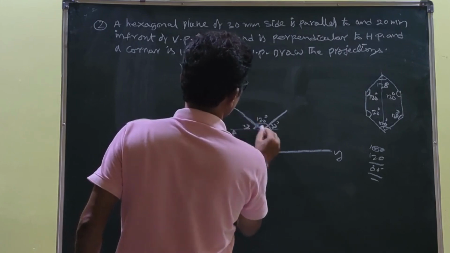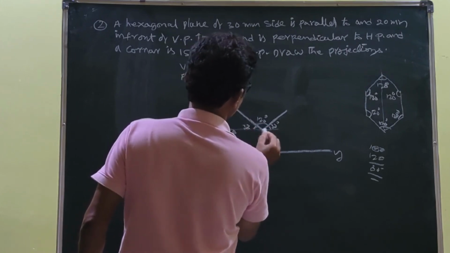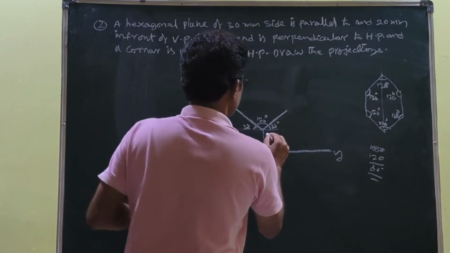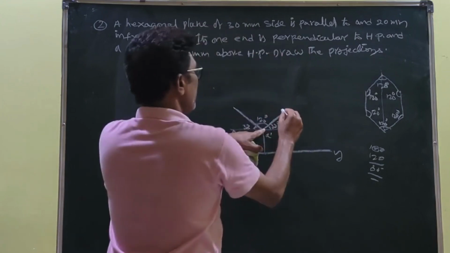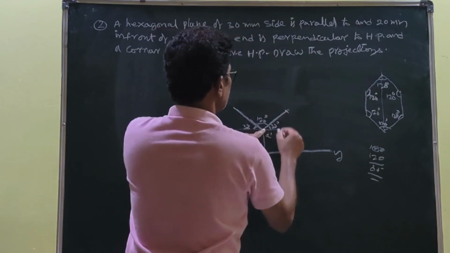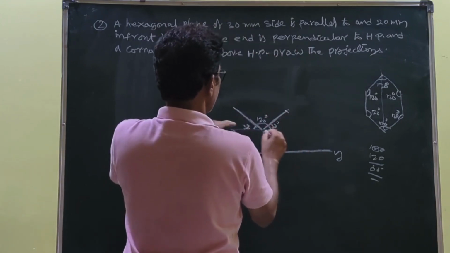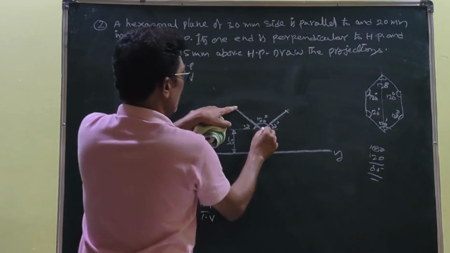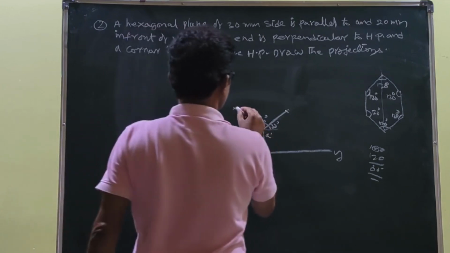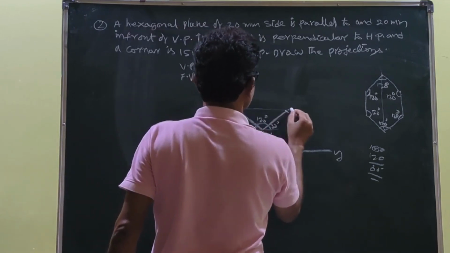Okay, 30 degrees. Let us say that this is A dash. With A dash as center and 30 mm as radius, you cut it. In the same way, with A dash as center, this side is also 30 mm as radius, you cut it. Obviously, they are in the same line. Don't worry.